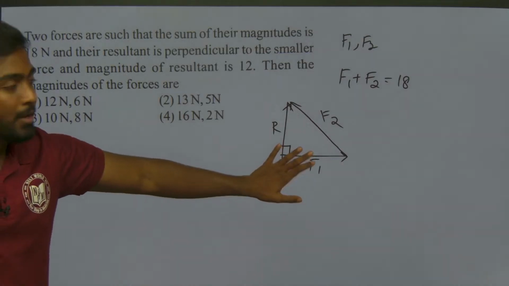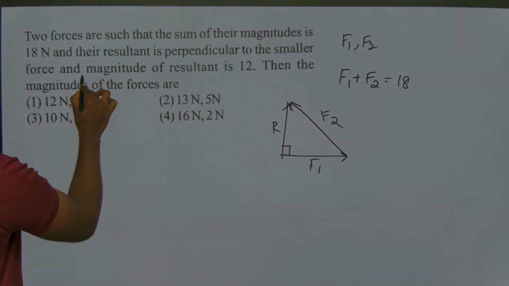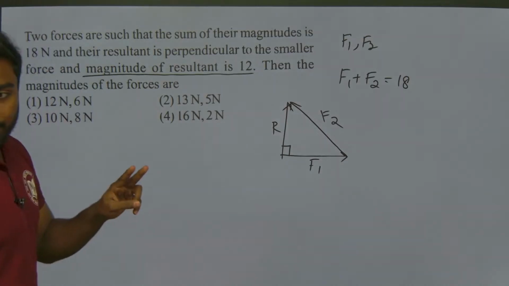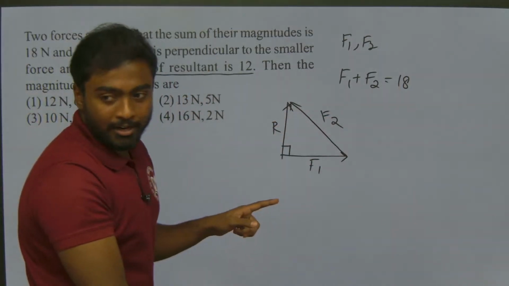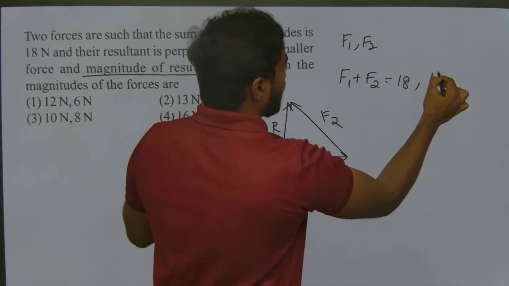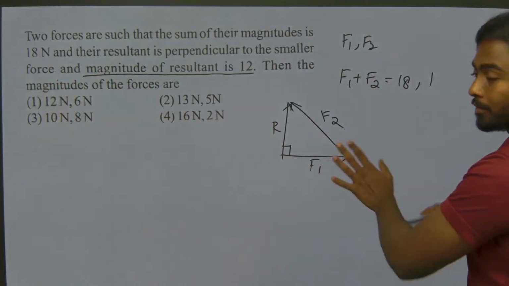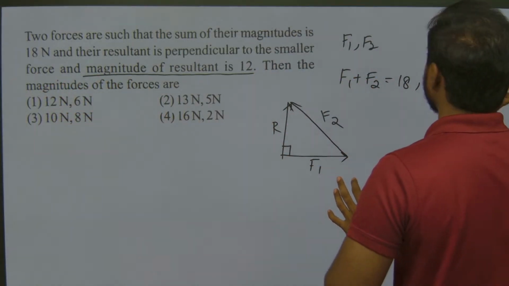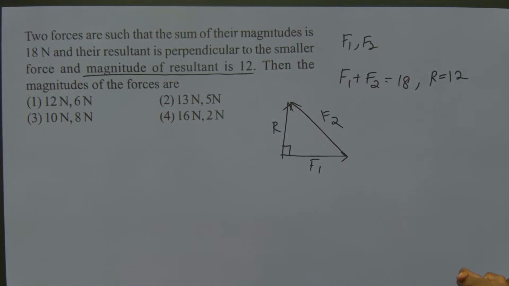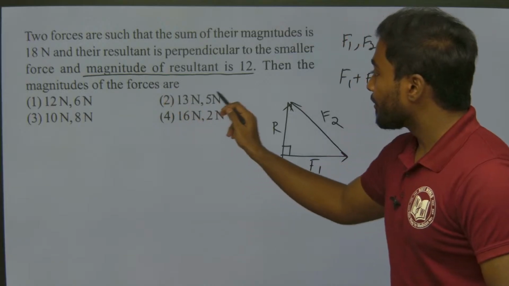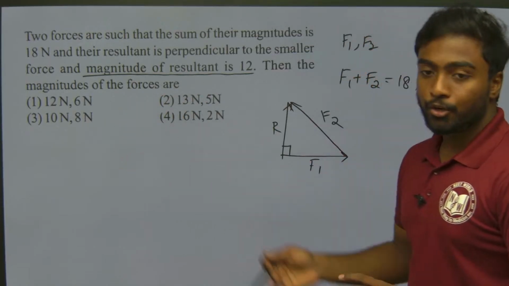This is the diagram. Now what they are saying is the magnitude of the resultant is 12. F1 plus F2 is 18. Second, they have given the condition: perpendicular. Third, R is equal to 12. Then they are asking for the magnitude of the forces: either 12.6, 13.5, 10.8 or 16.2.